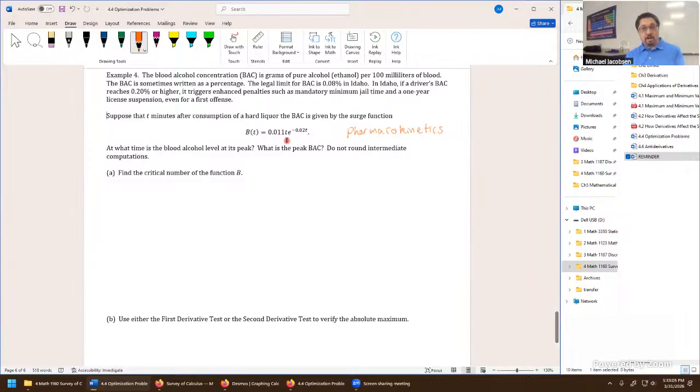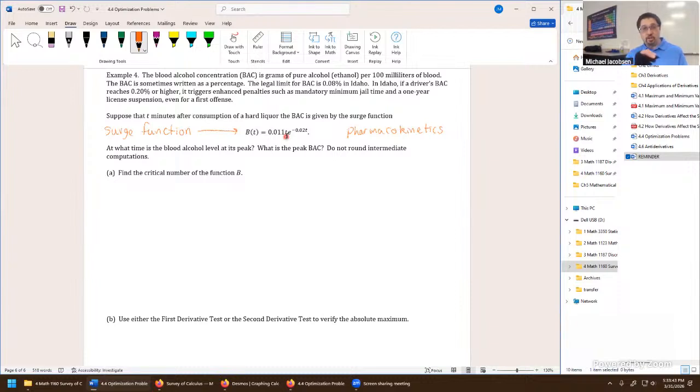And there's a whole category of models that look just like this, whether the drug is aspirin, Tylenol, maybe Vicodin, who knows? There's a pharmacokinetics that goes along with it. And this particular kind of model is called a surge function. And notice it's an exponential function. Well, to a point. There's also a variable t here. So it's not the same as the functions we saw in section 3.6, but it has some interesting similar features.